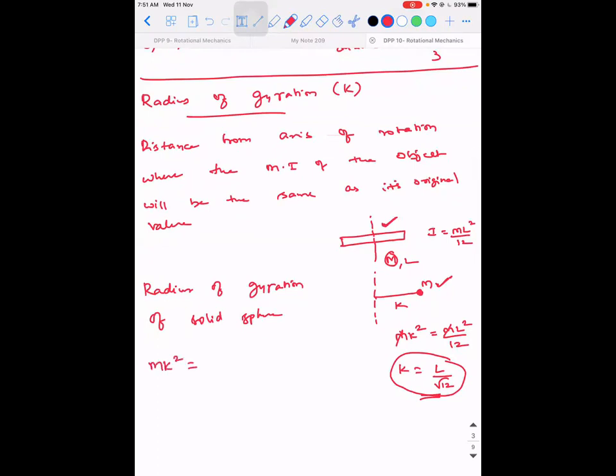Mk square should be equal to, so Mk square is fixed to 2 by 5 mr square. That's it. M and M will get cancelled. K will be root of 2 by 5 times r.